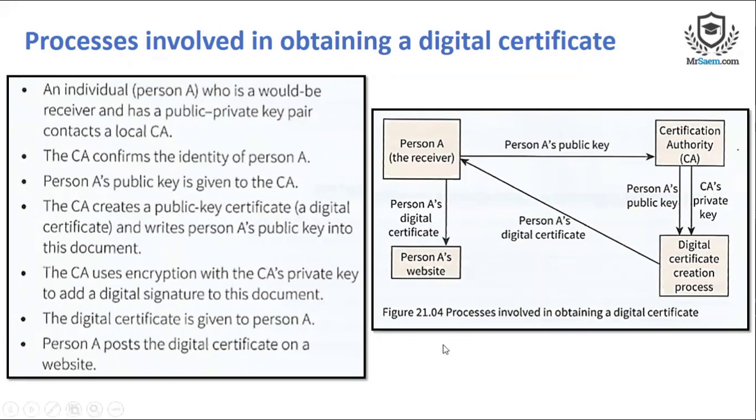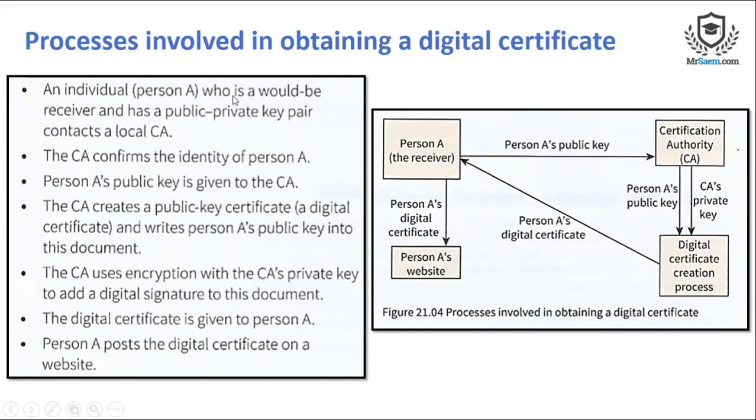So basically, when you go for online shopping or whatever, how do you obtain a digital certificate? For example, you have person A. Person A has a public key. Person A will send the public key to the certification authority. The certification authority, such as VeriSign, will basically use person A's public key.